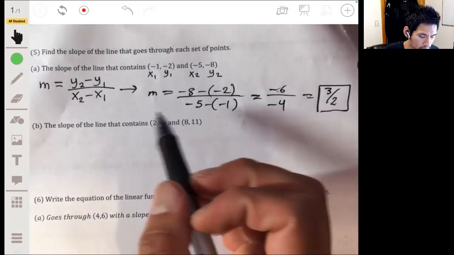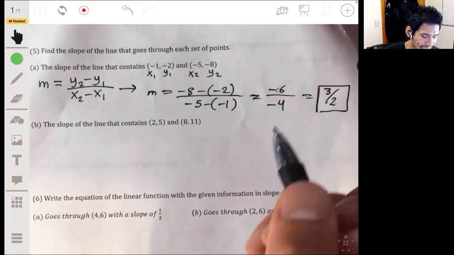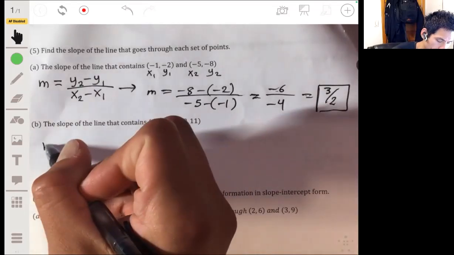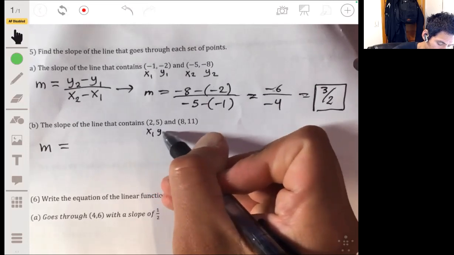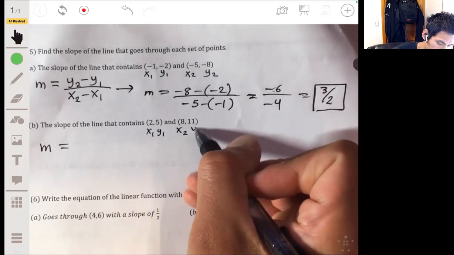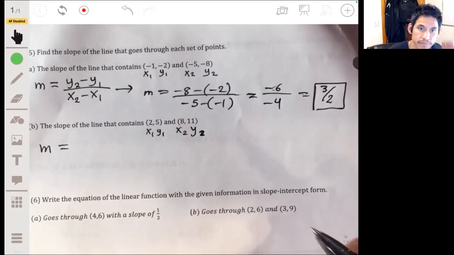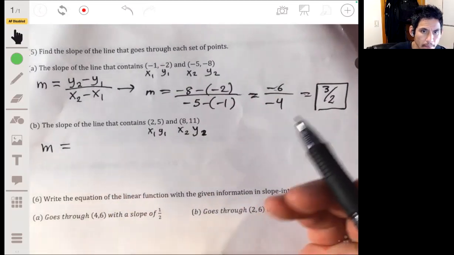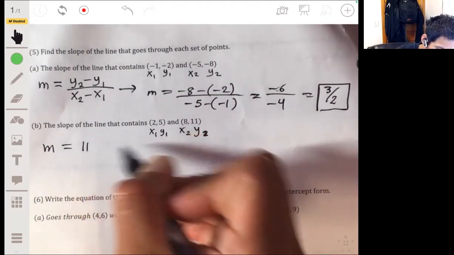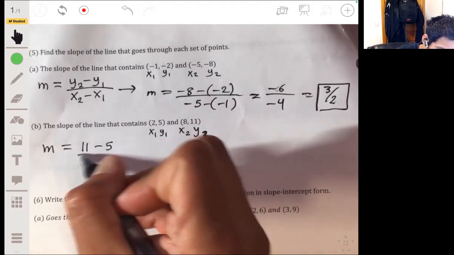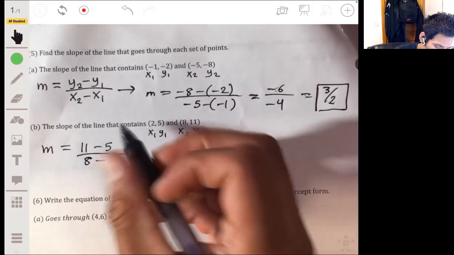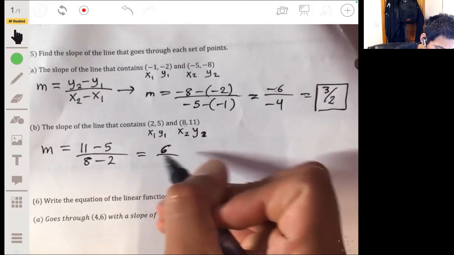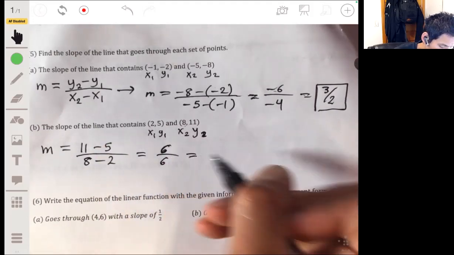Another one, the slope that goes through 2, 5, and 8, 11. So again, let's make this x1, y1, and this x2, y2. Using that same equation, we'll have 11 minus 5 on top, divided by 8 minus 2. We'll have 6 over 6, which will just give us 1.